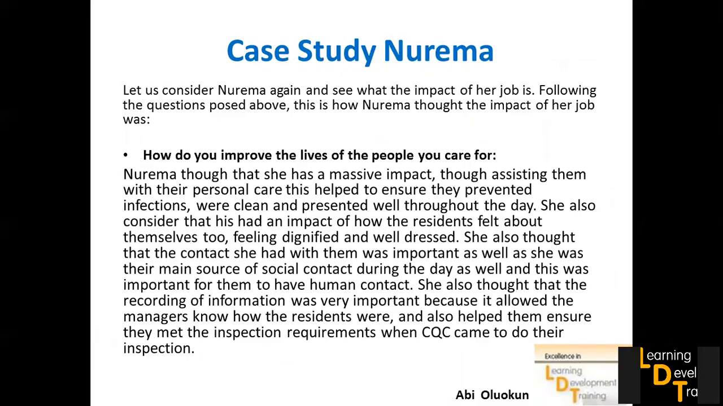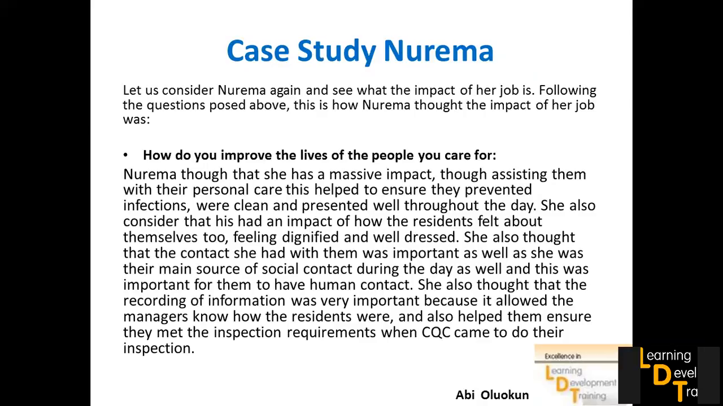Okay, so we'll use the same questions that you will be using, and we'll see how Numera thought the impact of her job was. So yes, how do you improve the lives of the people you care for? Numera thought that she has a massive impact. Through assisting them with their personal care, this helps to ensure they prevent infections. It keeps them clean, presentable throughout the day. She also considered that this has an impact on how her residents felt about themselves.